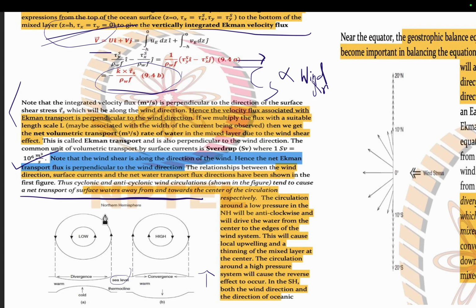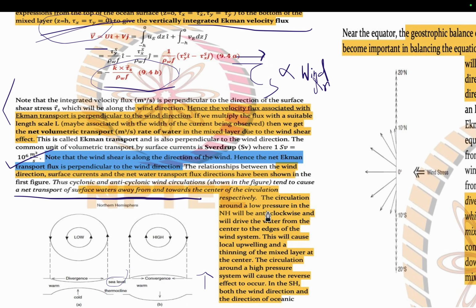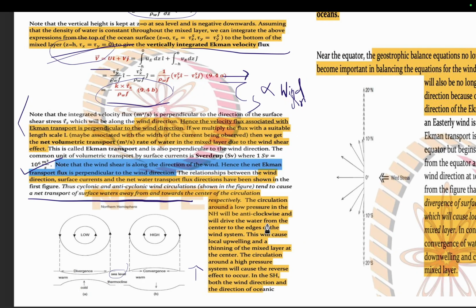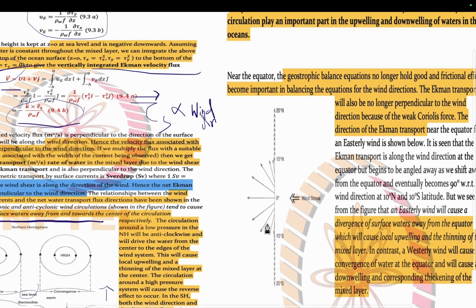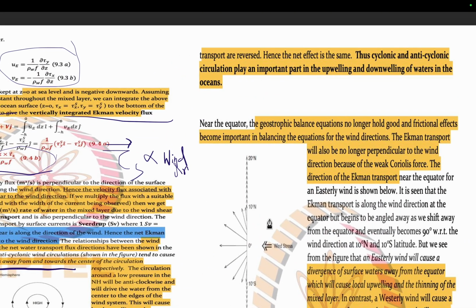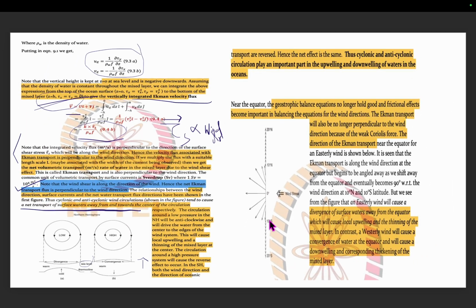The circulation around the low pressure in the northern hemisphere, we know it will be anti-clockwise and drive the water from the center to the edges of the wind system. This will cause a local upwelling and the thinning of the mixed layer at the center. The circulation around the high pressure system will cause a reverse effect. In the southern hemisphere, both wind direction and the direction of the oceanic transport are reversed. Hence, the net effect is same.